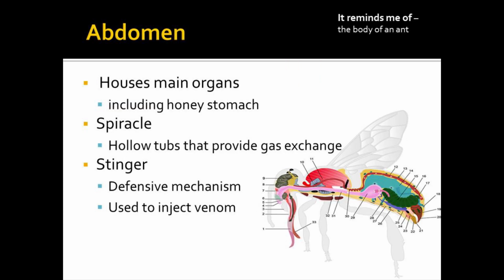The final part of our honeybee I would sketch is the abdomen. It's important because it houses all main organs with the exception of the brain and the salivary gland. It also provides the bee with oxygen through the spiracle. The last thing on this abdomen is the stinger. It is a defensive mechanism used when the bee feels threatened. It reminds me of the body segments of an ant.